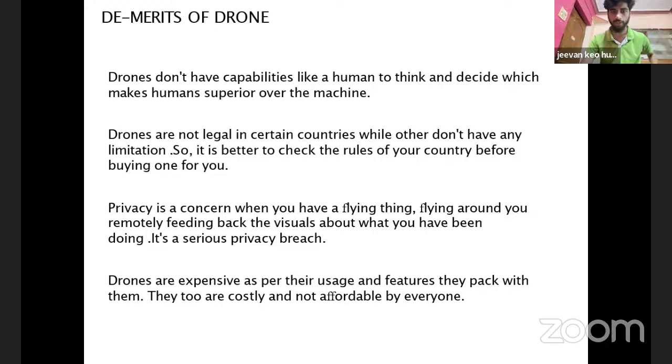Next, privacy is a concern when the flying thing is flying around and remotely feeding back the visual about what you've been doing. It means the privacy of a drone. This also matters. Next, drones are expensive as per their usage and features. They are packed with features and are too costly, not affordable by everyone. It means not everyone can take drones, only those who want to utilize the drone would want to buy that. It means not for everyone, and it's too costly also.